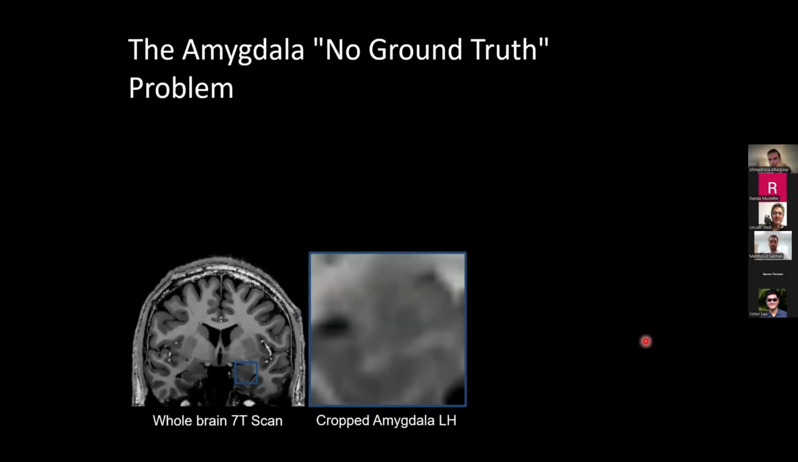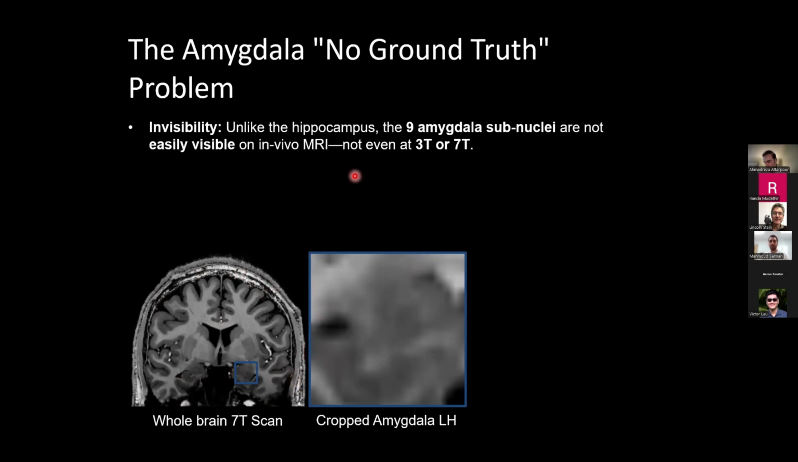So the problem here is, if we have a whole brain scanned with 7 Tesla, let's just jump into the amygdala at this stage, because I want there to be a synergy between both. For the amygdala problem, if we have a whole brain 7 Tesla scan and we crop the amygdala region as a region of interest for the left hemisphere, we can see that it's actually hard to see the subnuclei here. We can barely see the whole amygdala, but separating it is really challenging.